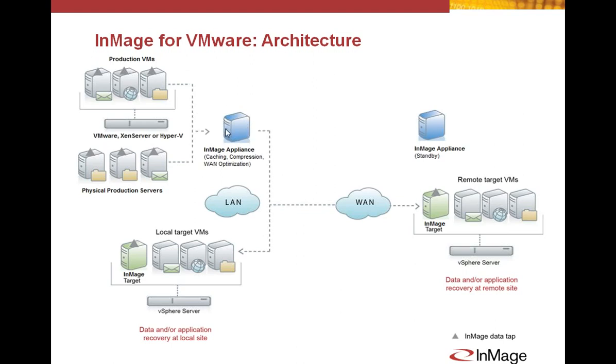Now the same stream of data that is sent to the appliance at the primary site can be split two ways. One can be sent locally for local backup purposes, and one can be sent to the remote site for DR purposes.